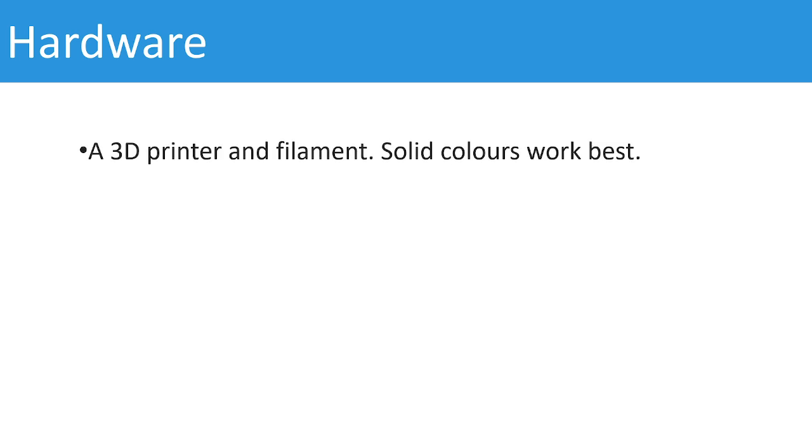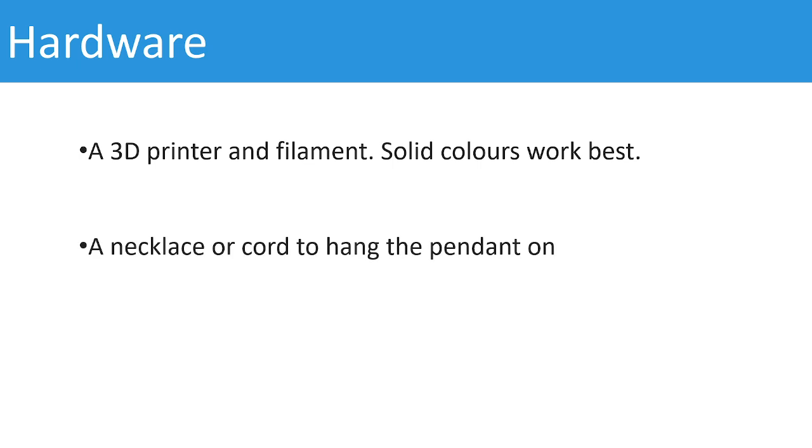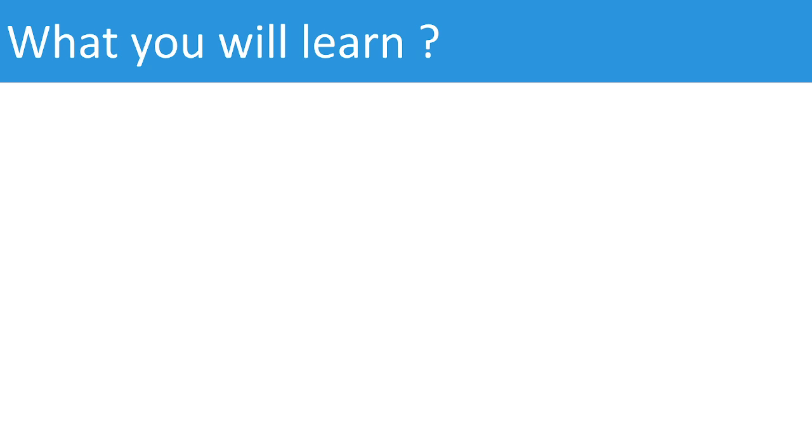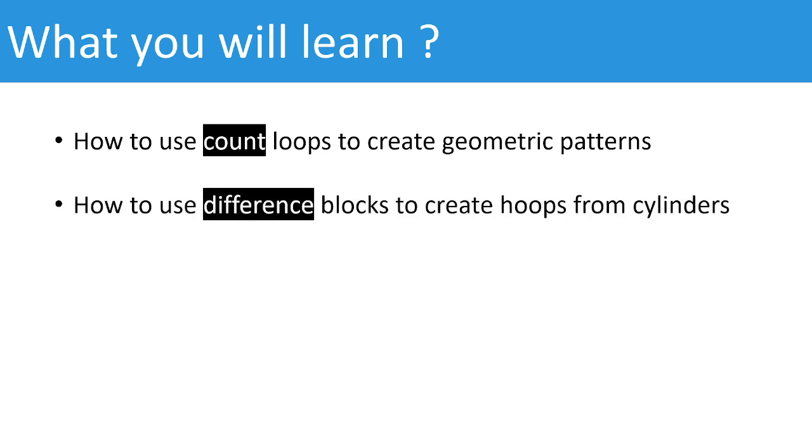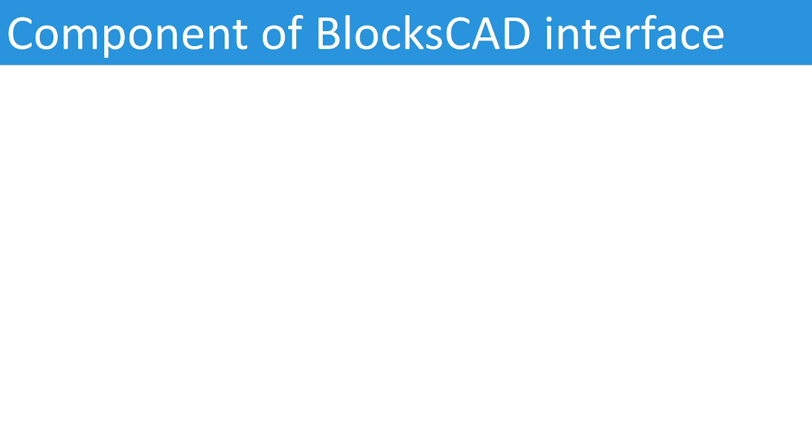Hardware: a 3D printer and a filament. Solid colors always work the best. A necklace or a cord to hang the pendant on. So last but not least, what will you learn? How to use count loops to create geometric patterns, and how to use the difference block to create hoops from cylinders.